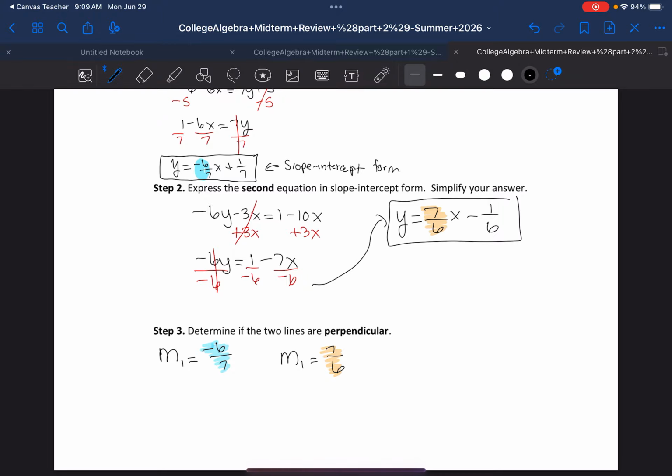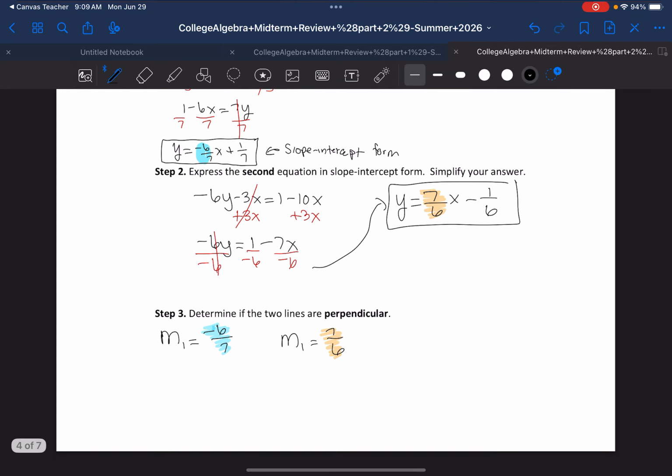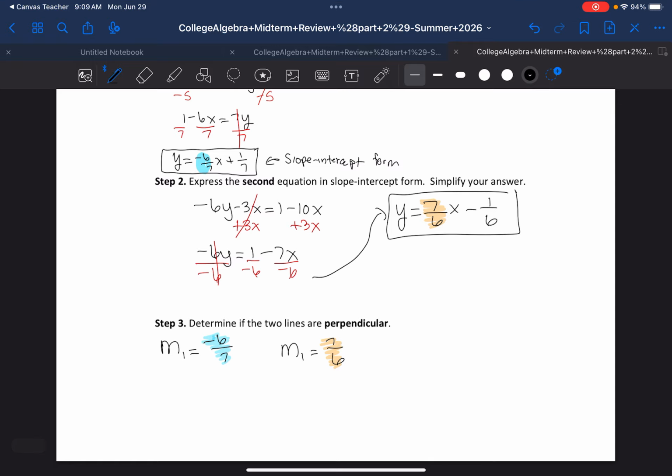So we need to compare these two slopes to see if these are perpendicular. Now, if two lines are perpendicular, then their slopes are negative reciprocals of each other. And negative reciprocals, some examples, if I had 3/2, then a negative reciprocal of this would be, it tells me to flip it upside down, which is the reciprocal of a fraction, so that'd be 2/3, and then multiply by a negative, so that'd make it negative 2/3.